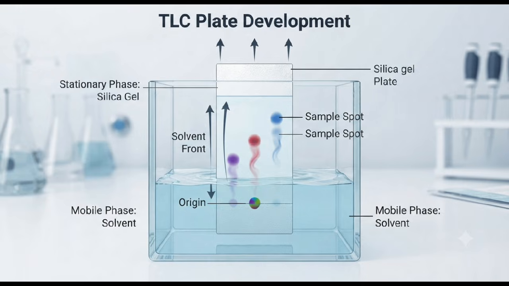Principle of TLC. The principle of TLC is based on the differential affinity of compounds towards two phases, the stationary phase and the mobile phase. The stationary phase is usually a thin layer of silica gel coated onto a plate. The mobile phase is a suitable solvent or solvent mixture that moves through the stationary phase by capillary action. Different compounds interact differently with these two phases. As a result, they travel different distances and become separated.